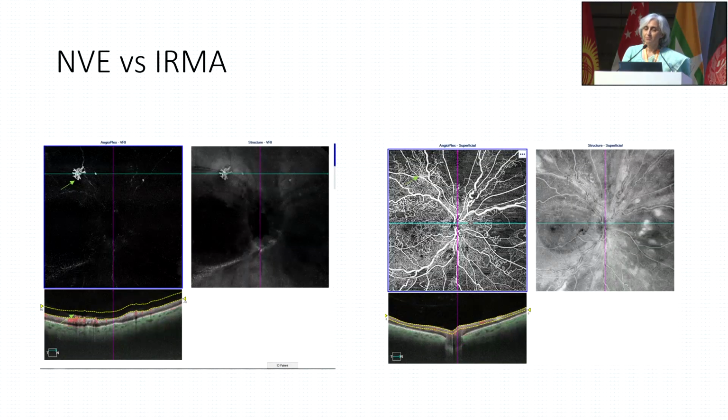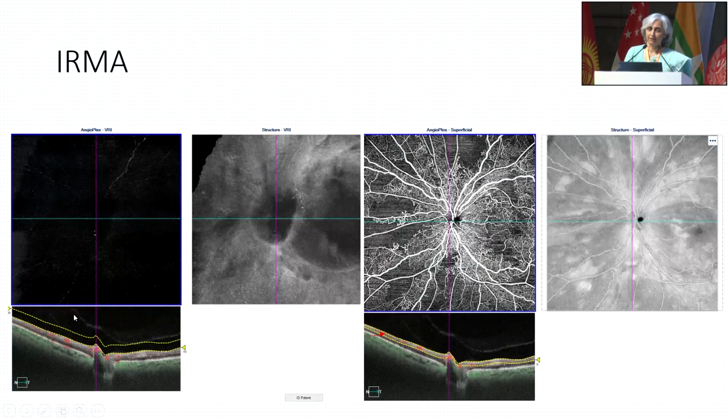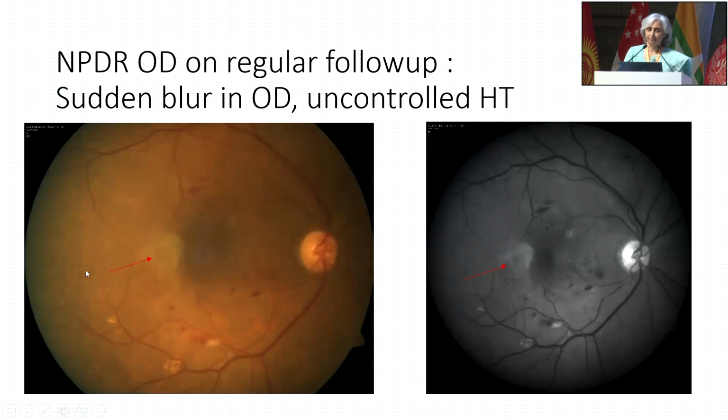It also helps to distinguish neovascularization versus IRMA. You see here the vitreoretinal interface slab picking up a small area of neovascularization, which is not seen in the superficial slab, and also in the B scan with the flow signal. Whereas in intraretinal microvascular abnormalities, where you don't need to do PRP, the vitreoretinal interface is quite clear.